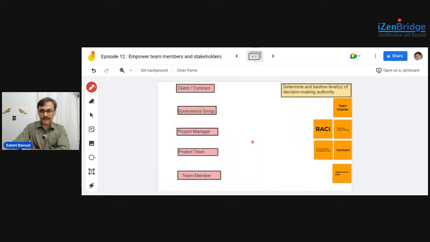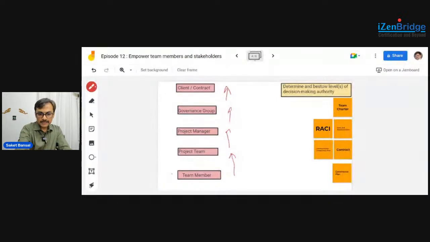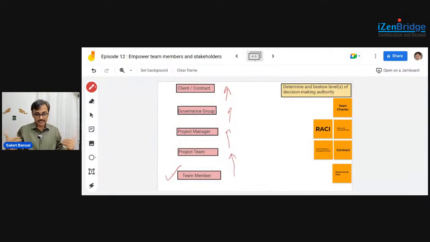The second part, determine the best levels of decision making authority. Sometimes people also get confused in the understanding perspective. So say we do want to create a self-organizing team. That's the whole idea. But we need to understand that there are decisions which may need to be made at a different level. There are decisions which are made by a team member. So if I am working on a particular area, if I want to change a little bit of style, I should be able to make some decisions without even talking to anyone. I should be empowered as an individual.